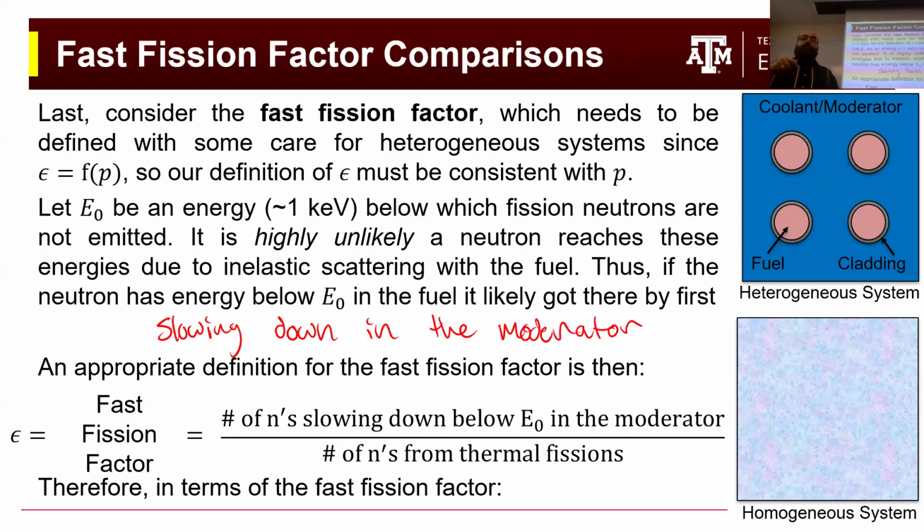Hetero, right? And so that means because of the coolant being separate, the moderator being separate, you get good moderation when you're in that region. In the heterogeneous system, more neutrons will get to thermal energies, and therefore that fast fission factor, epsilon for the heterogeneous system, is going to be bigger than epsilon for the homogeneous system.